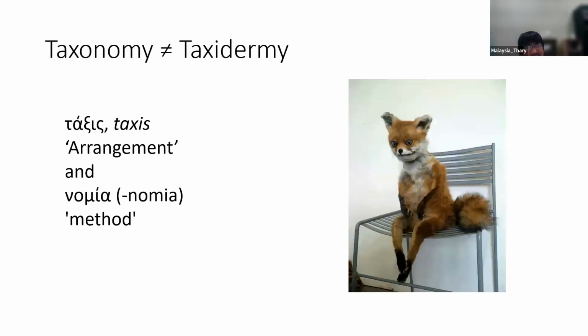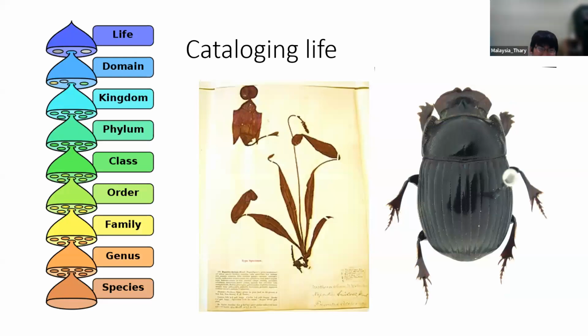So what is taxonomy? It's very important to understand that taxonomy isn't taxidermy. Those are two very different things. Taxonomy comes from the word taxis, which means to put into order, and nomos, which means method. So it's a method of arranging things. In terms of biologically arranging things, what we're trying to do is properly identify and properly place things within a classification.